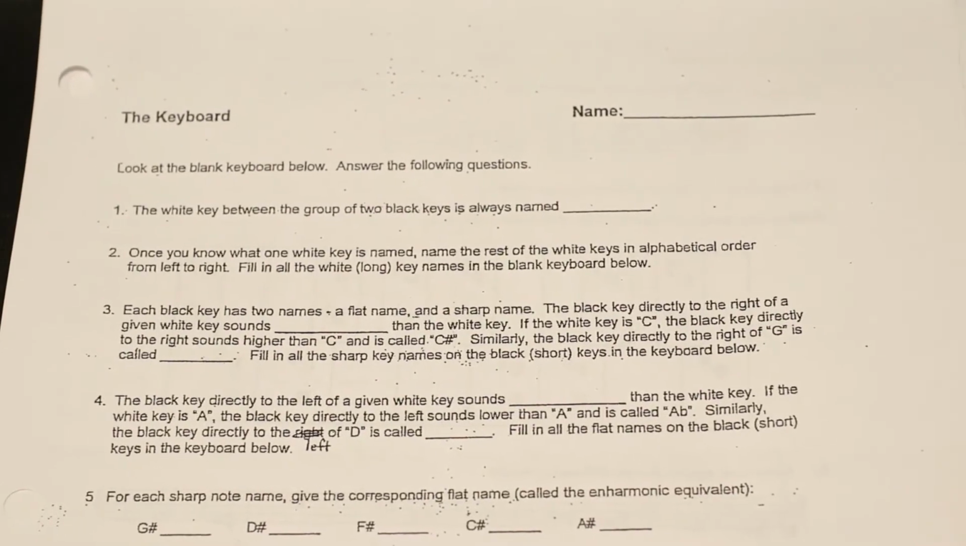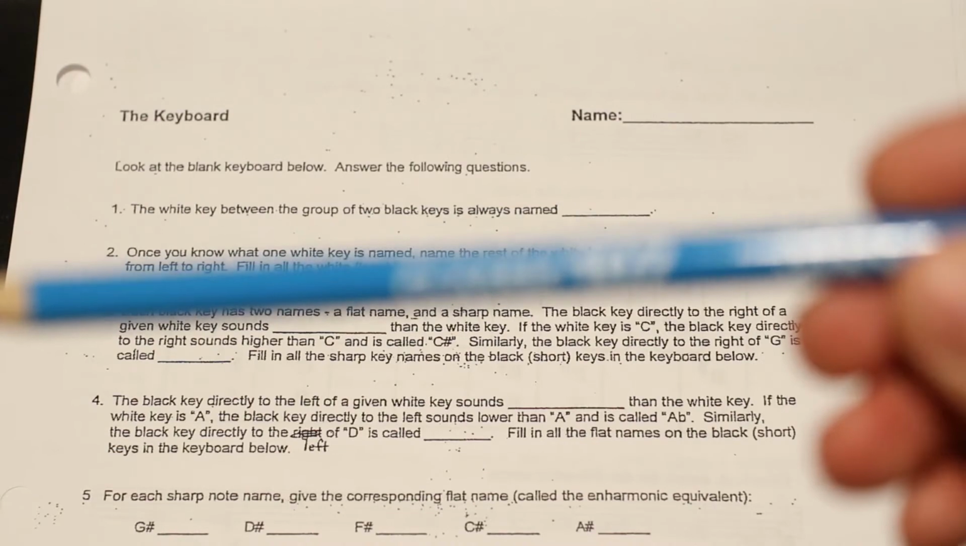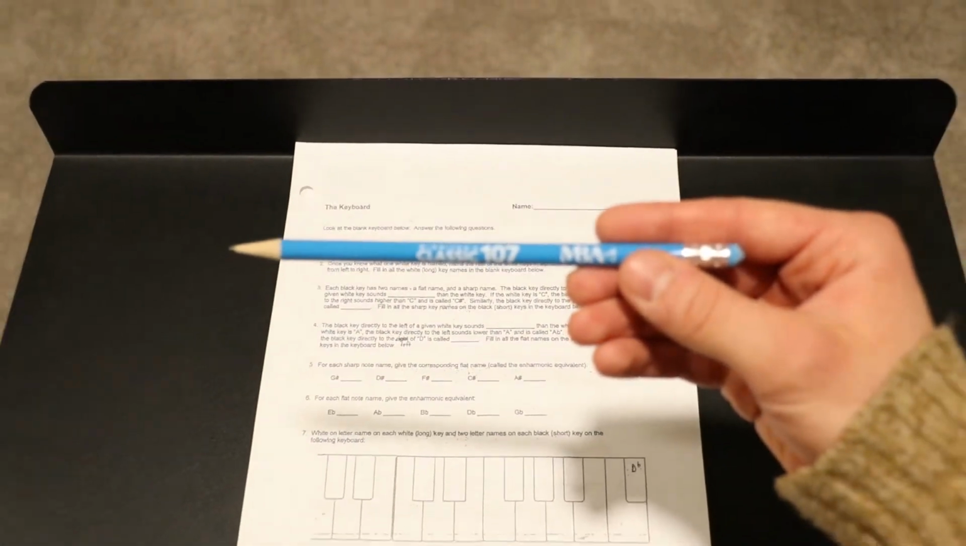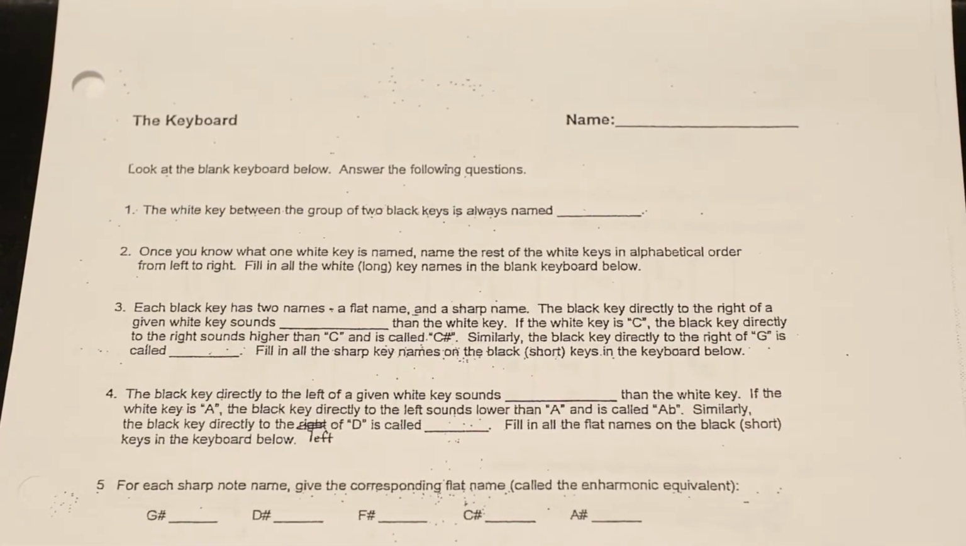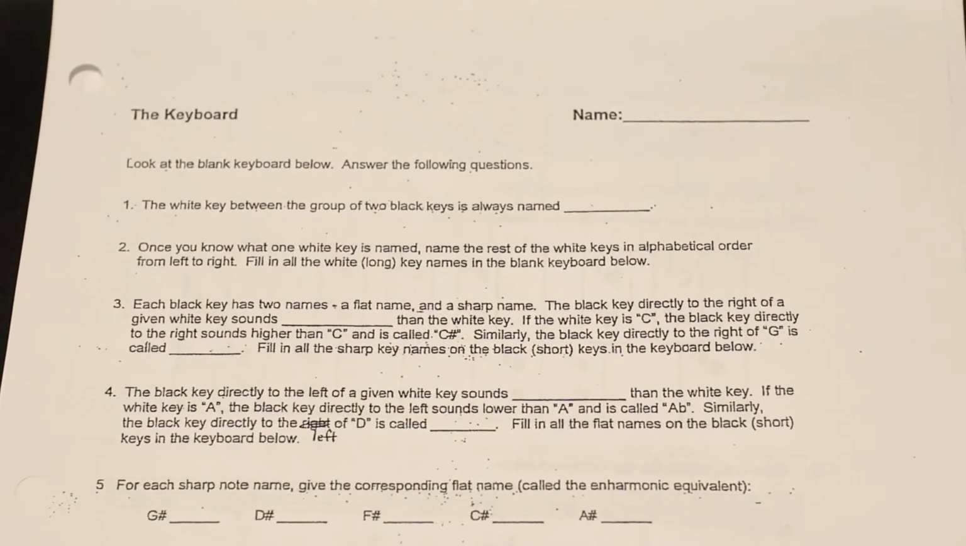So you're going to take your handy dandy pencil, which you always have with you in your band binder. I'm using my MBA pencil right there, Classic 107 MBA. Alright, so we go into this and do as follows. It says, look at the blank keyboard below, answer the following questions.